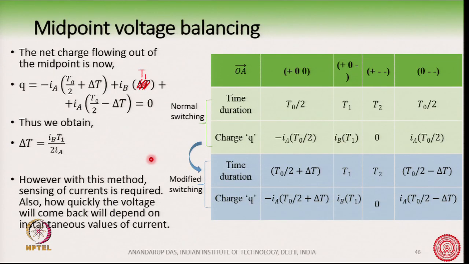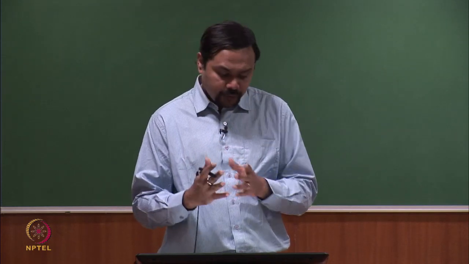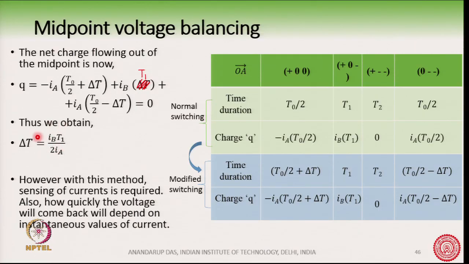another challenge is that, suppose for some unforeseen circumstance the midpoint voltage has fluctuated or deviated, how fast it will come back will of course depend on the instantaneous values of these quantities. So, we have to depend on the instantaneous ratios of I b and I a in order to see how quickly we can get the voltages back on track. So, this is another limitation of this technique.